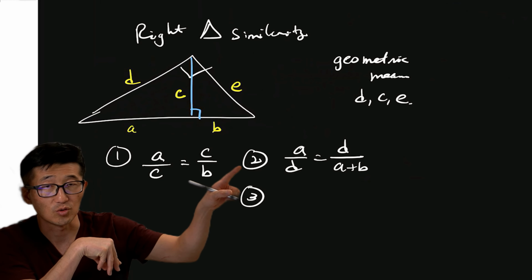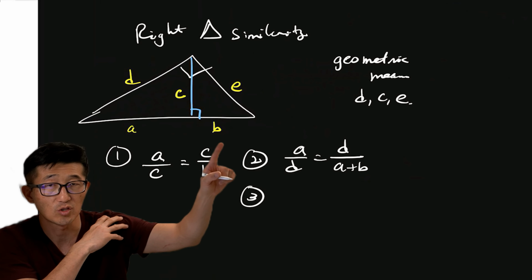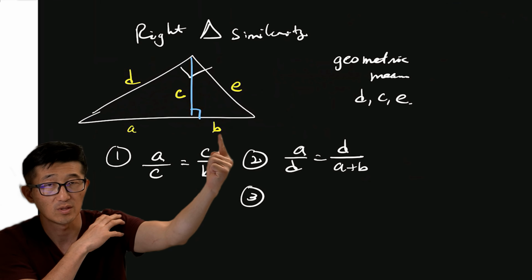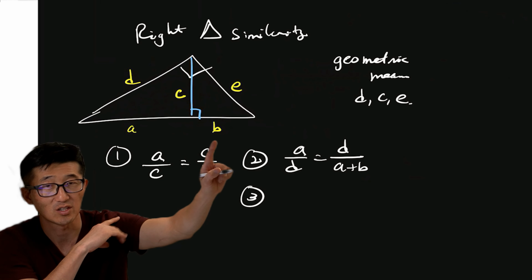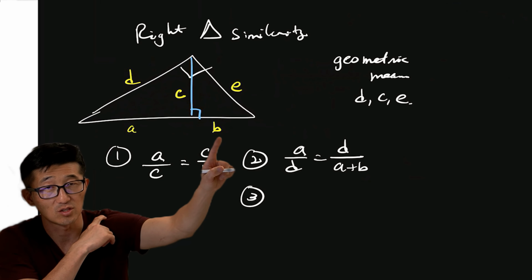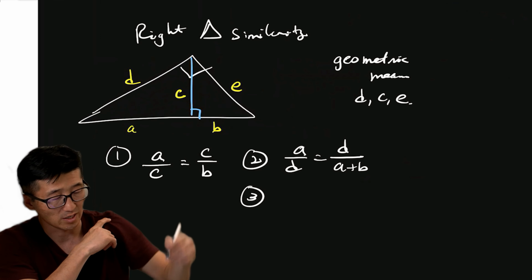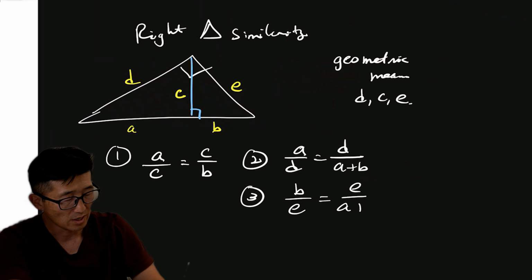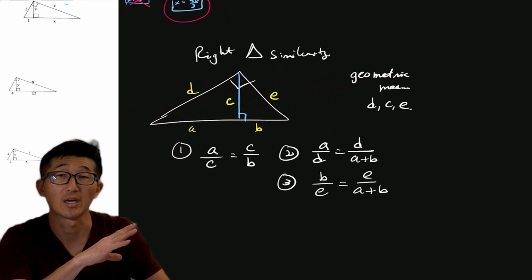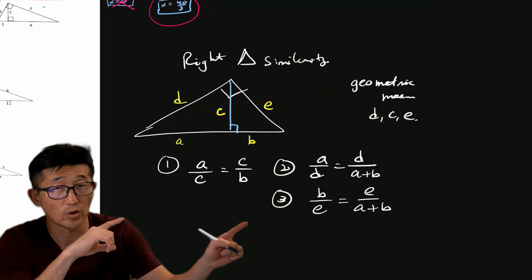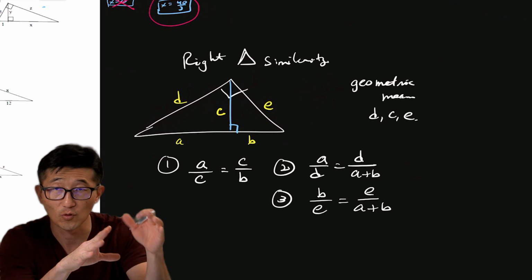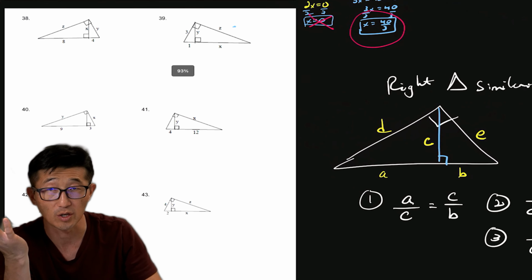And the third equation is very similar to number two. Instead of using the left side of the house, we're going to use the right side of the house. This is B right here. So B, the right side of the house, the floor of the right side to the roof of the right side. So B over E equals E over A plus B. As long as you know these three equations, and which side corresponds to which side, you're good to go for any of these problems that we're going to look at right now.